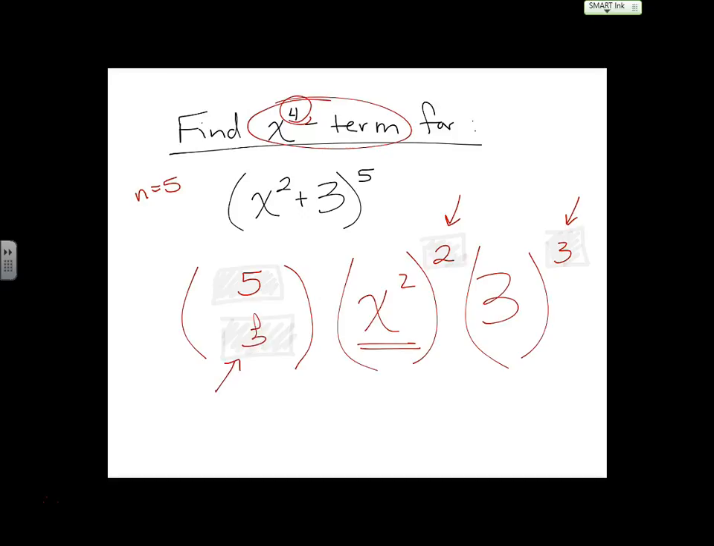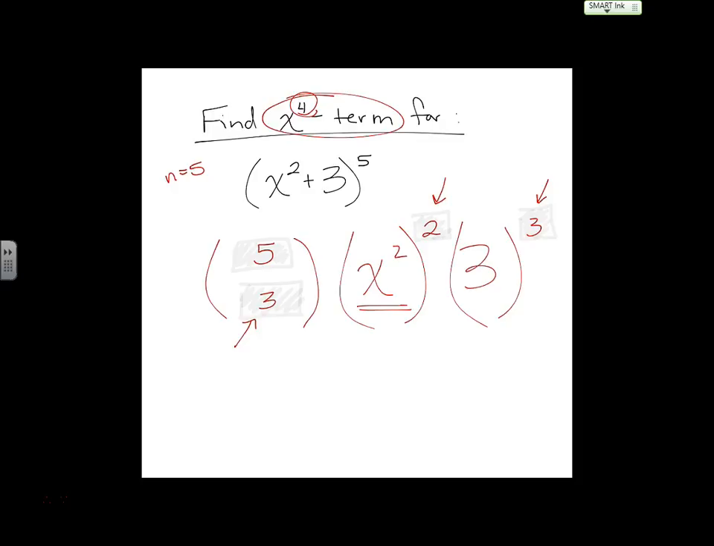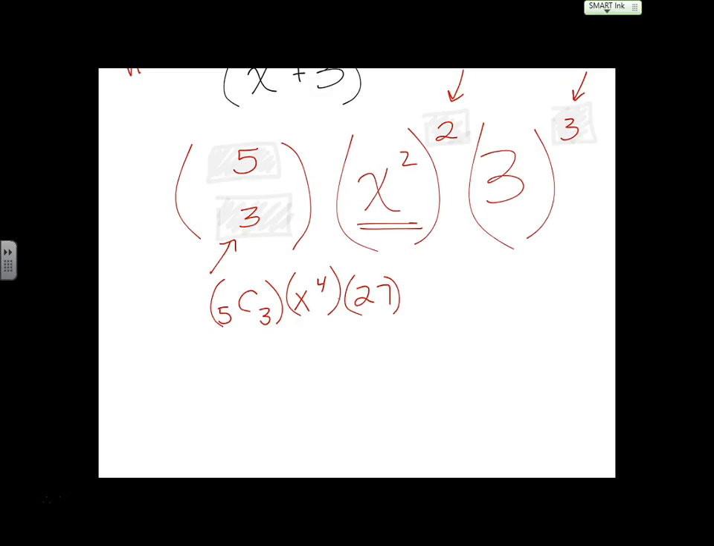A 3. Except I can't write. You guys see what I did? Then we're able to do our little formula with 5 choose 3. Then we're going to have x to the 4th, and then we're going to have 27, and we have to put it all together. 5 choose 3 would be 5 factorial over (5 minus 3) factorial, 3 factorial, times x to the 4th times 27.